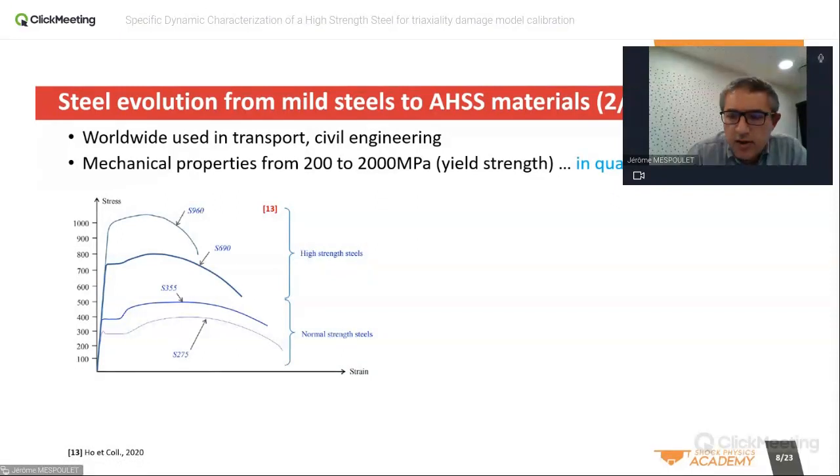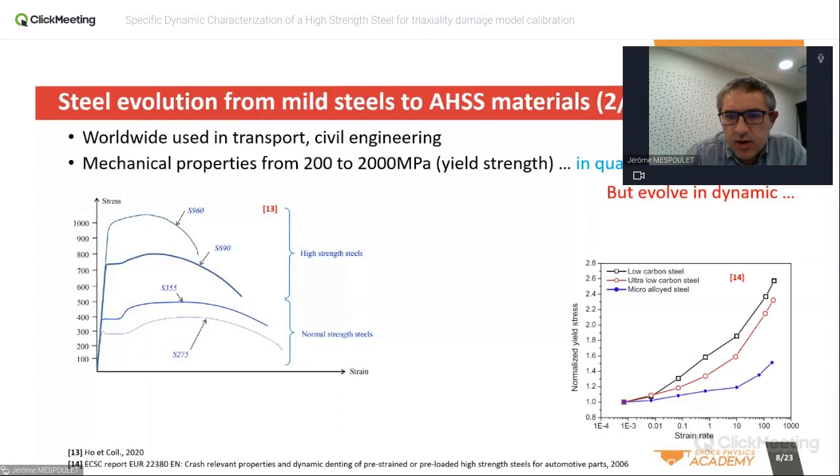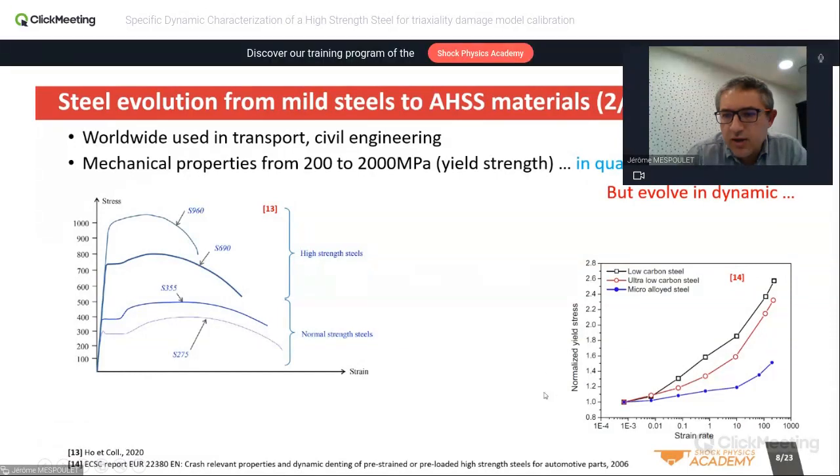But these values are in quasi-static. As soon as you include the dynamic effect, what you can see, if you compare this graph on the bottom right, shows you the dynamic increase on the steels, and you have at the bottom the strain rate increasing. On the right, this dynamic ratio. It means that if you have a value of 2, the yield stress in dynamic at this strain rate is double compared to the quasi-static one.